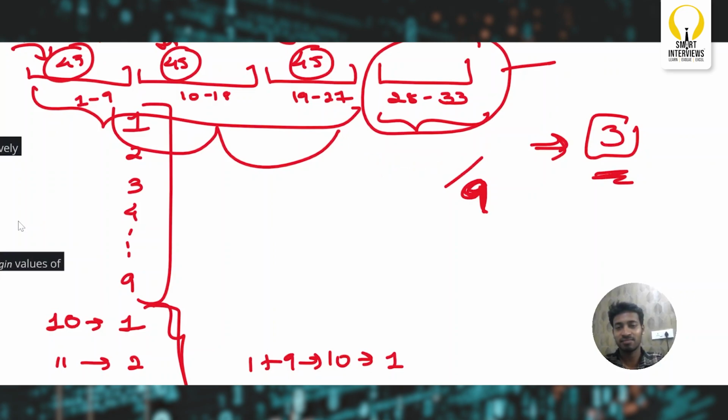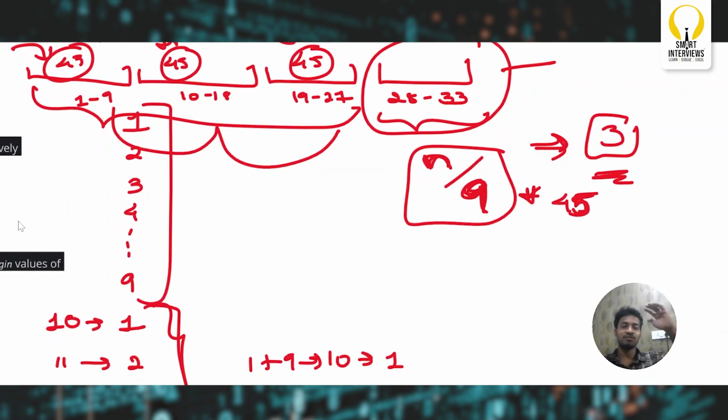Basically it is n by 9, which tells you how many chunks there are. Each of these chunks has a value of 45. And what about the remaining chunk? How many values are left? How do you get this? Either you can do n minus n by 9, or you can simply say n mod 9.